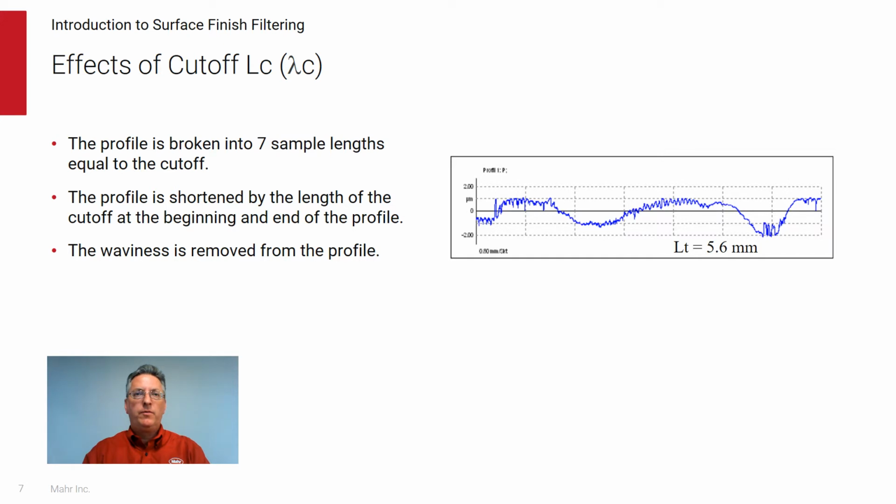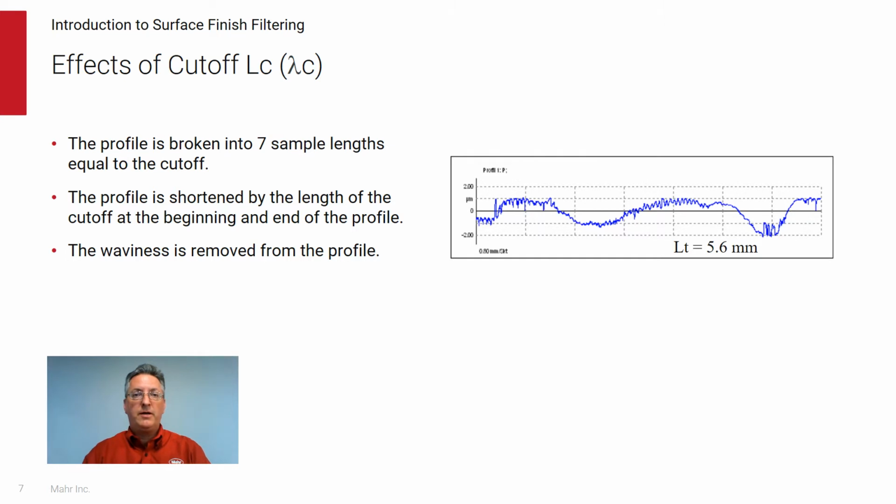Now we will include a discussion on the effects of the cutoff. Different measuring systems can be set up to measure a profile in a variety of different methods. Different methods include using a full pre and post travel, a half pre and post travel, and even no pre and post travel. The trace length and the pre and post travel are typically automatically set as a function of the cutoff. For example, the trace on the right is a standard 5.6 millimeter trace.